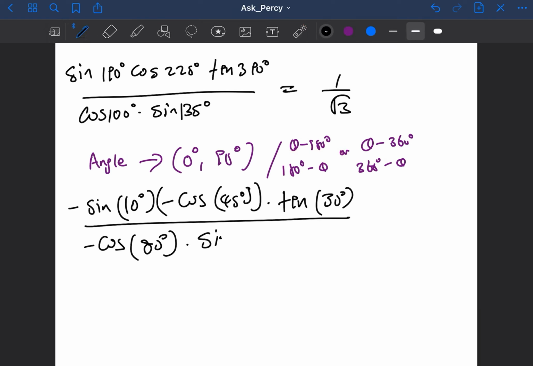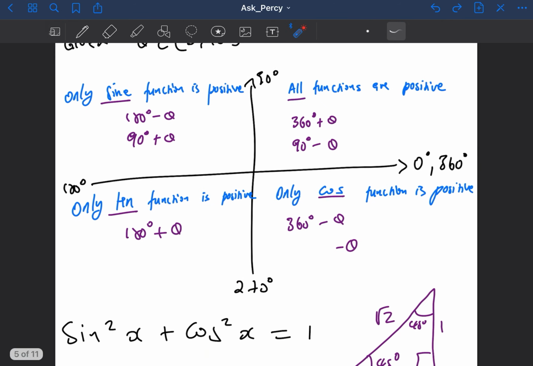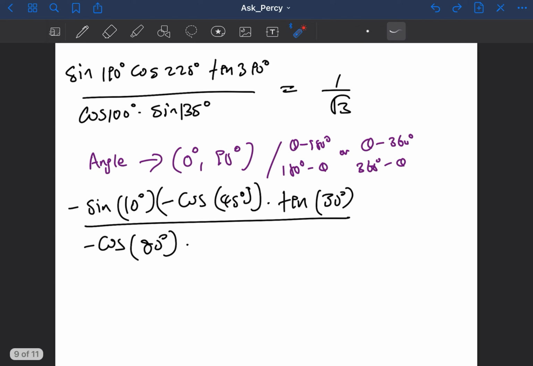Okay, and then before you write sine, ask yourself, cool, where's this angle 135? Go to your CAST diagram. 135 is here again on the second quadrant. In the second quadrant, only sine is positive, so you're going to have positive sine, that's fine. And then how do you reduce that to the angle between 0 and 90 degrees? You literally say 180 minus 135, and you get 45.